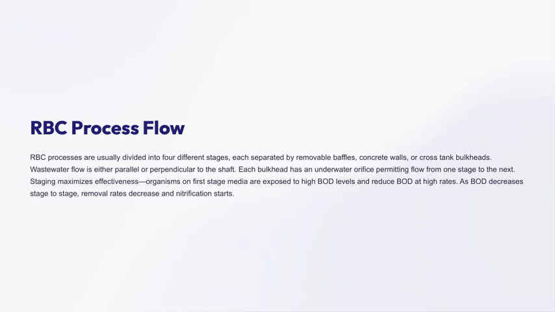Typically, RBC processes are divided into 4 distinct stages. These stages are separated by removable baffles, concrete walls, or cross-tank bulkheads, which help organize the flow of wastewater. Now, the flow of wastewater can happen either parallel or perpendicular to the shaft, depending on the design. Each of these bulkheads includes an underwater orifice. Think of these as controlled gateways that allow wastewater to pass from one stage to the next, ensuring the process moves smoothly. This staged approach is really important because it maximizes effectiveness.